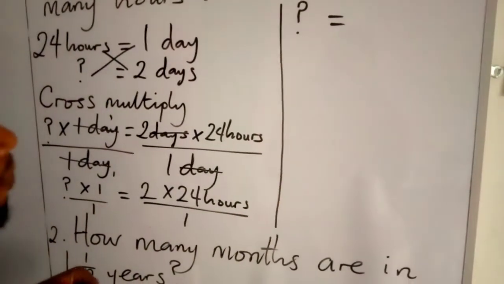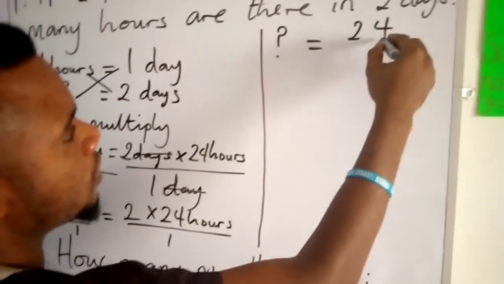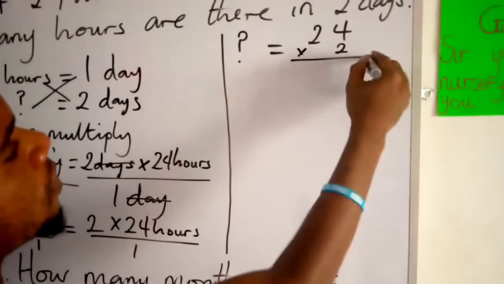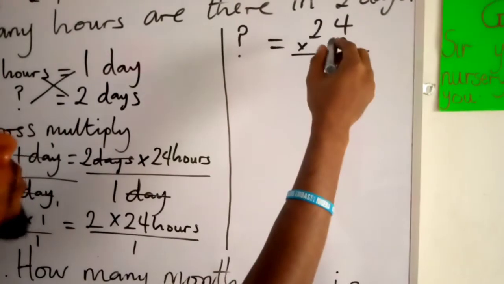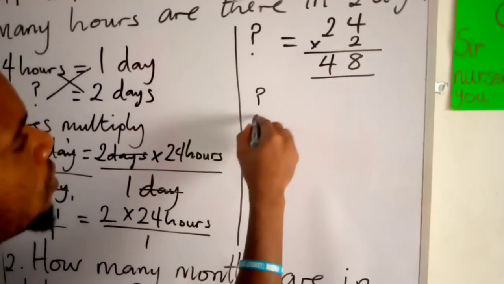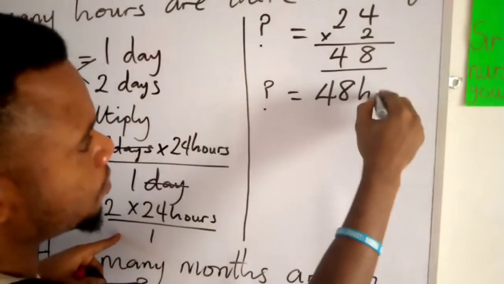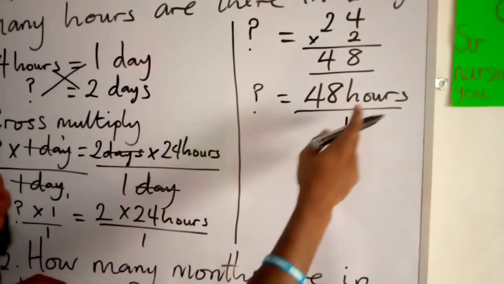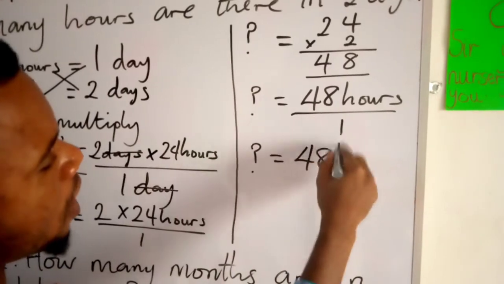Now remember what we said. Using your table, in case you don't know what 2 times 24 is, you can use your table form and do it. 2 times 4 is 8. 2 times 2 is 4, which is what? 48. So unknown is 48 hours all over 1. So 48 hours divided by 1 is the same thing as 48 hours.